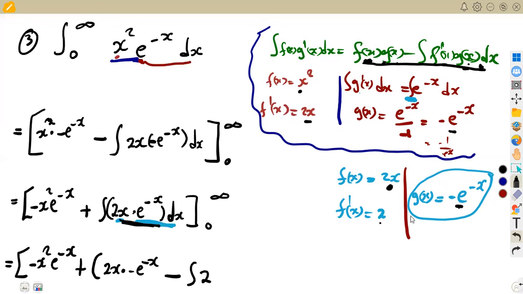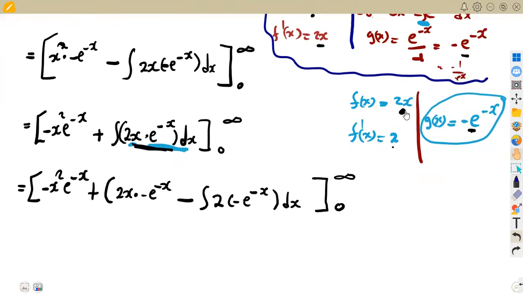So remember our g(x), that's negative e to the exponent of minus x with respect to x in this case. So this is what we are going to have at the end with our limits infinity and 0. So we're applying by parts twice. We did the first part, but whilst we are integrating again, we are seeing that there is a need for us to apply by parts. So we have to apply this formula again.